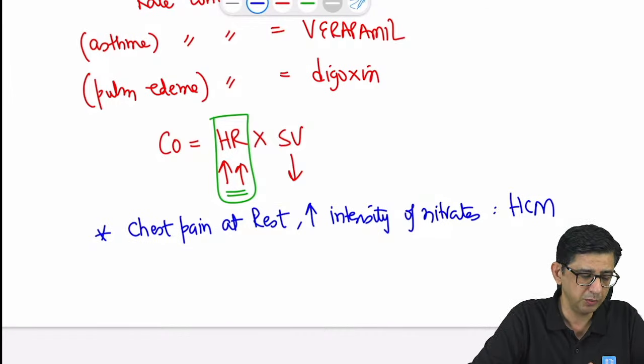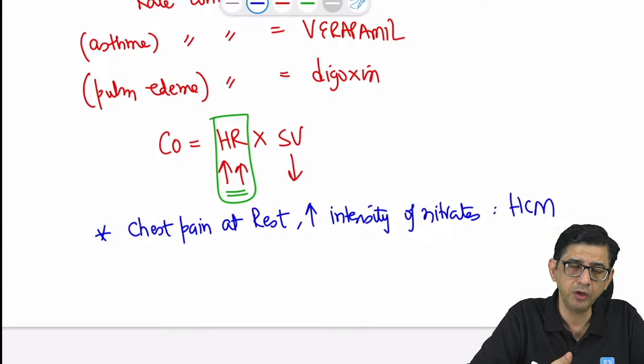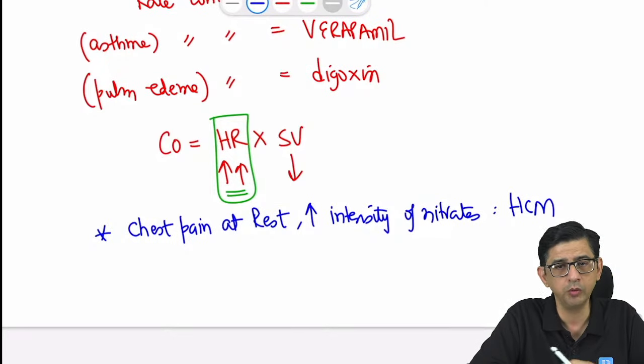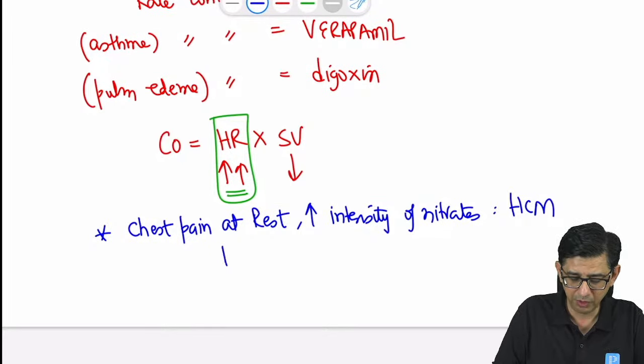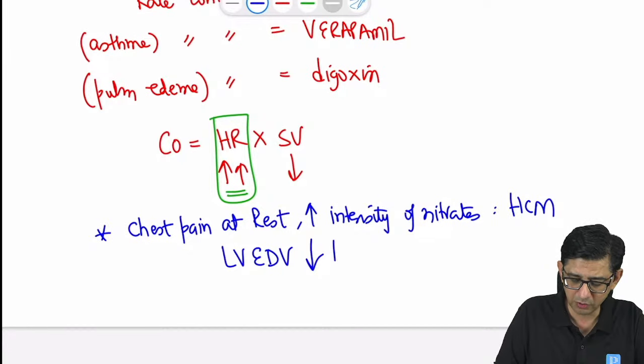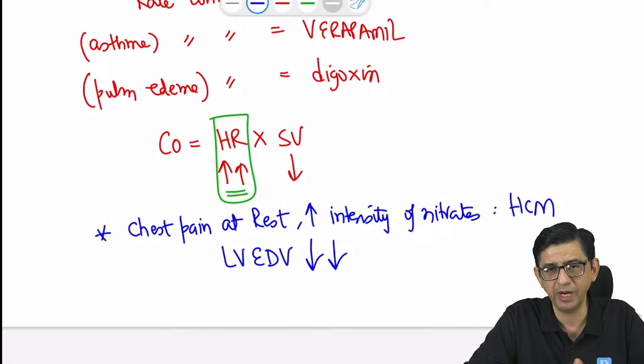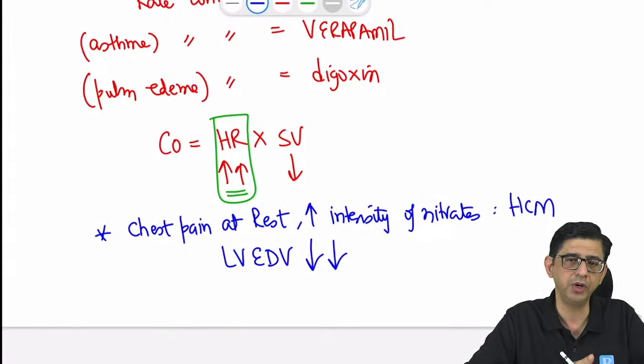If you decrease the blood supply to the right side of the heart, the blood coming to the left side of the heart will also decrease. And the problem is, the left ventricle in hypertrophic cardiomyopathy is already small. This patient already has less left ventricular end-diastolic volume. If I give nitrates, it will worsen the filling of the left ventricle, because it will act like a vasodilator. So less blood will come to the right, less will go into the left, and the left is already having less blood.